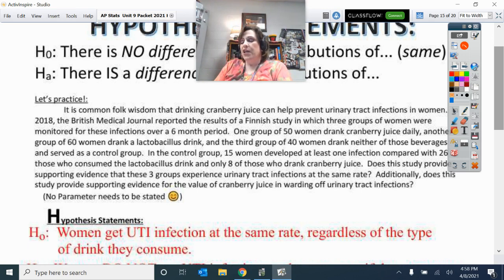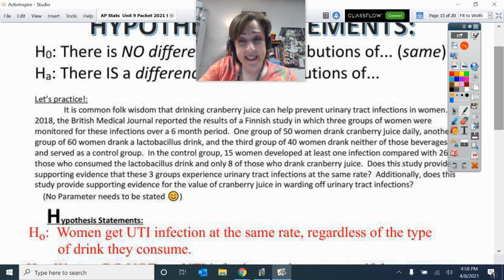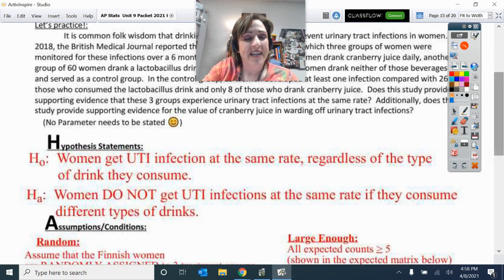Remember, we're not going to list out our parameter, but here we'll go to our hypothesis statement. The null hypothesis: the women get the UTI infection at the same rate, regardless of the type of drink that they consume, the treatment group they are in. The alternative: they do not get urinary tract infections at the same rate if they consume these different types of drinks.